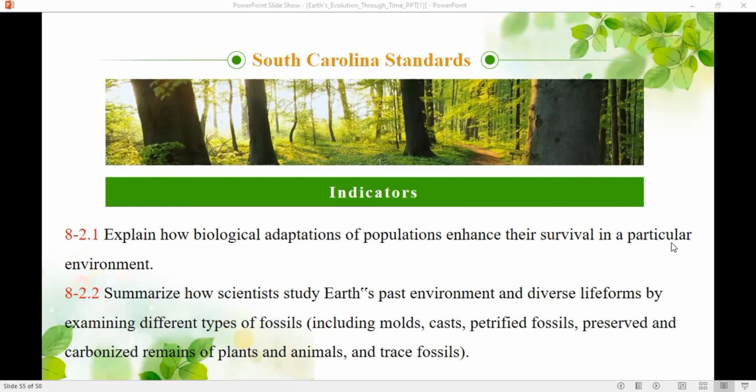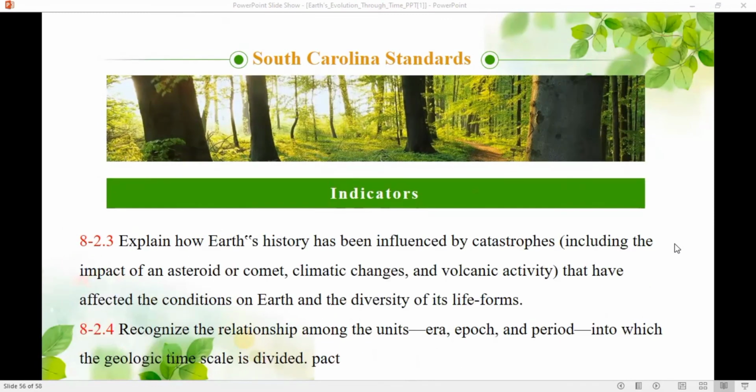Second, summarize how scientists study Earth's past environment and diverse life forms by examining different types of fossils, including molds, cast, petrified fossils, preserved and carbonized remains of plants and animals, and trace fossils. And then explain how Earth's history has been influenced by catastrophes, including the impact of an asteroid or comet, climatic changes, and volcanic activity that have affected the conditions on Earth and the diversity of its life forms.